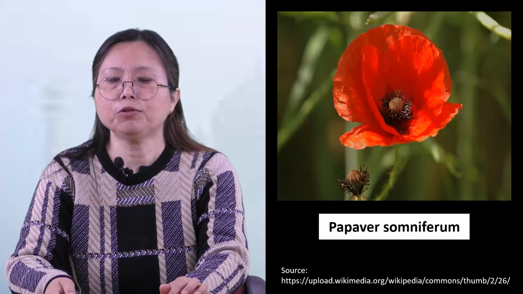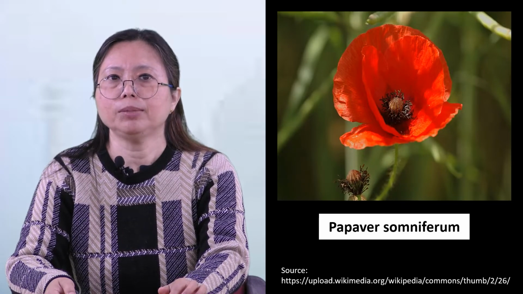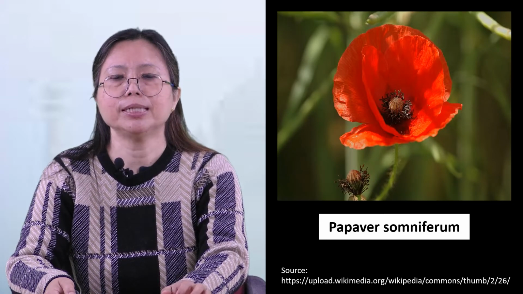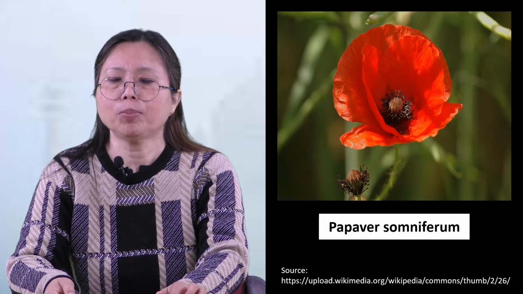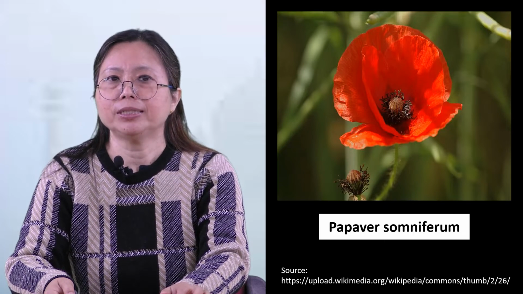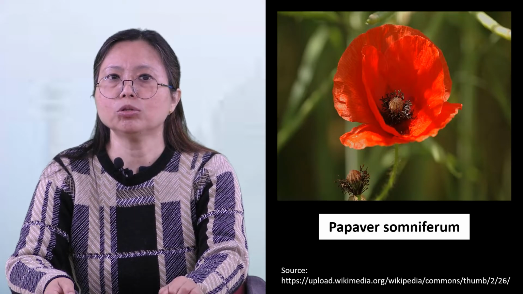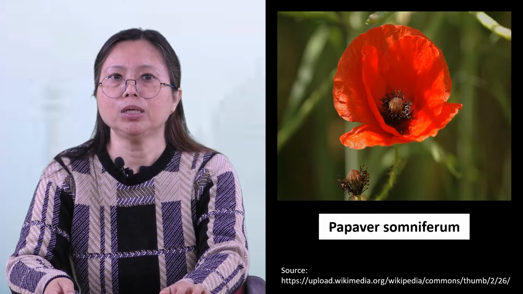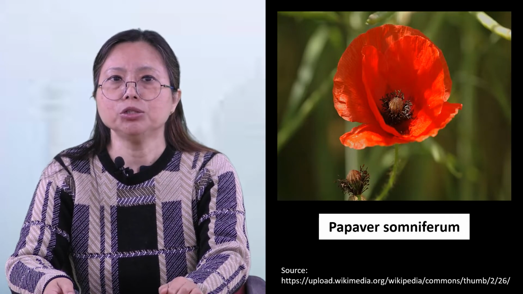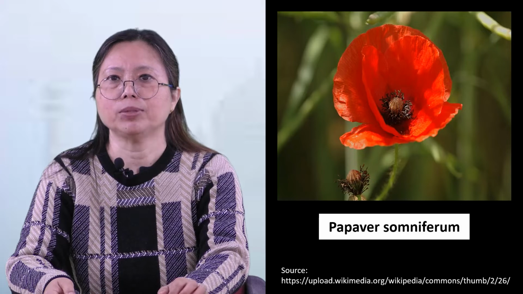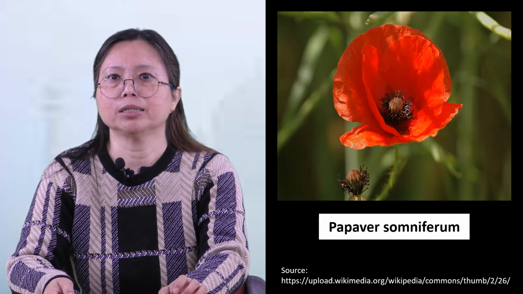Figure 4 shows the poppy plant, as everyone is familiar with. Poppy, or Papaver somniferum, is the source of opium, which contains morphine and is used as an analgesic as well as a narcotic drug.